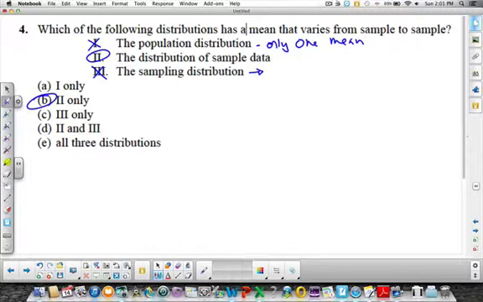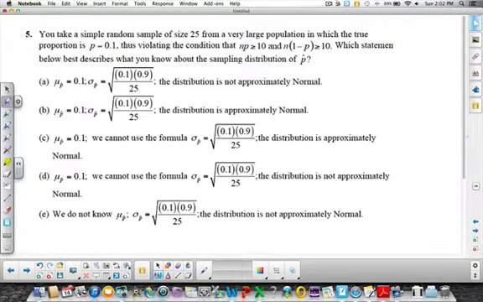All right, let's move on to number 5. Okay, so if you take a simple random sample of 25 things from a very large population in which the true proportion P equals 0.1, and this violates the condition that you have 10 successes and 10 failures, which statement below best describes what you know about the sampling distribution of P hat?